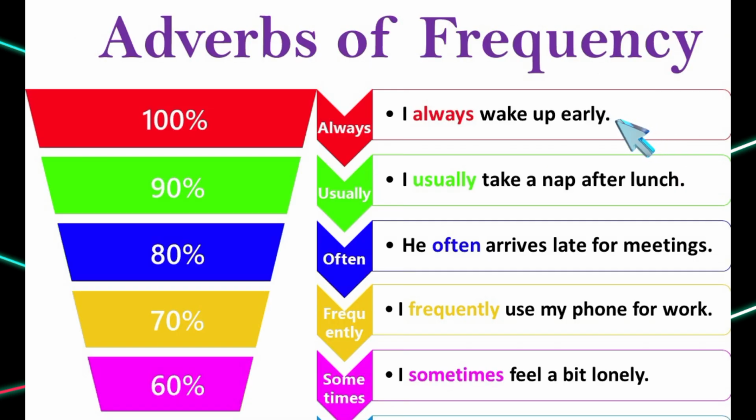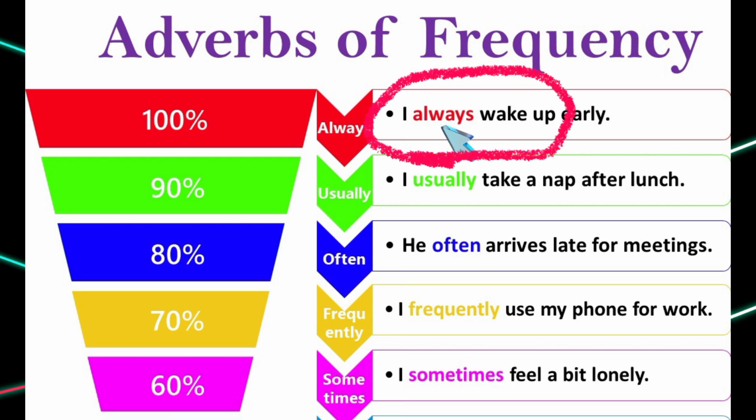I always wake up early in the morning, right? Then I usually take a nap after lunch. If you pay attention, you will realize that the adverb of frequency comes before the verb. We have here, I always wake up. Wake up is the verb, and we have always before. This is the position of the adverb of frequency.